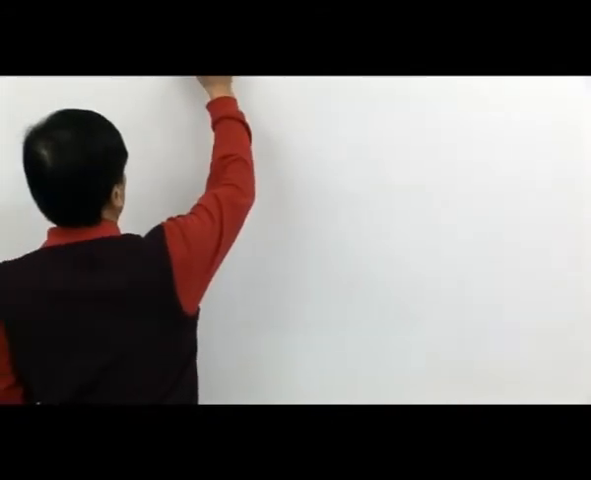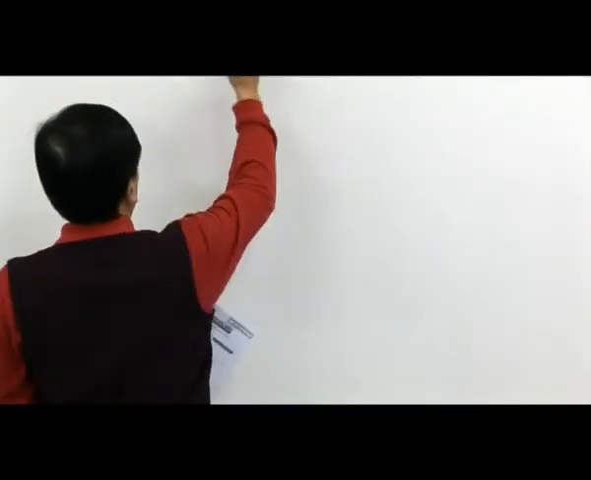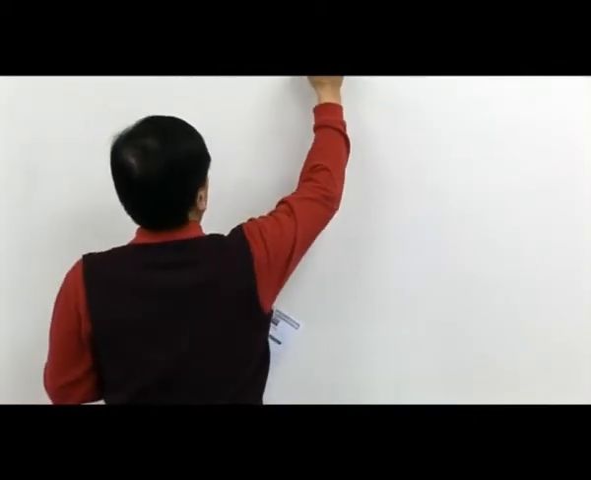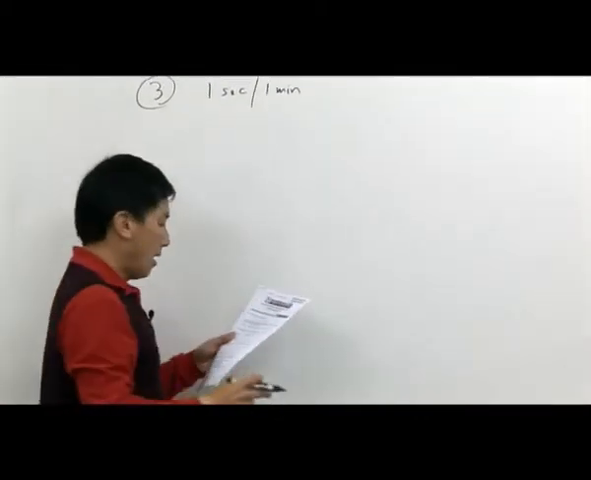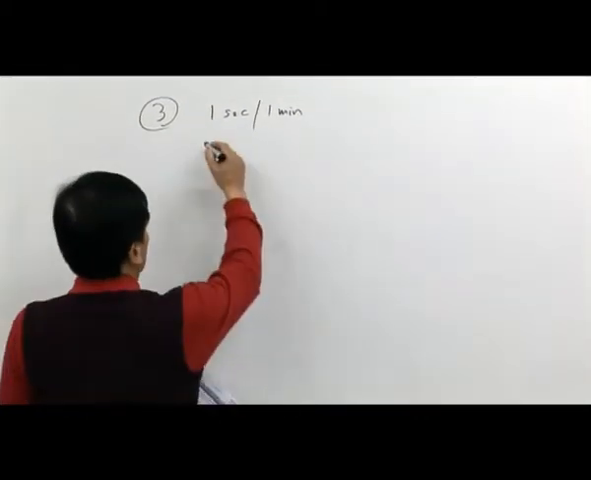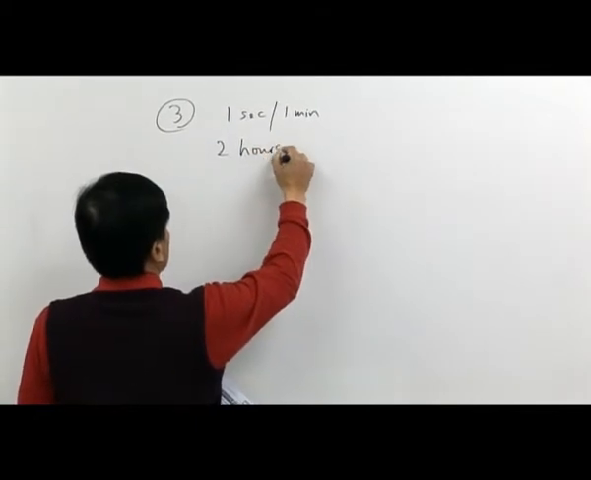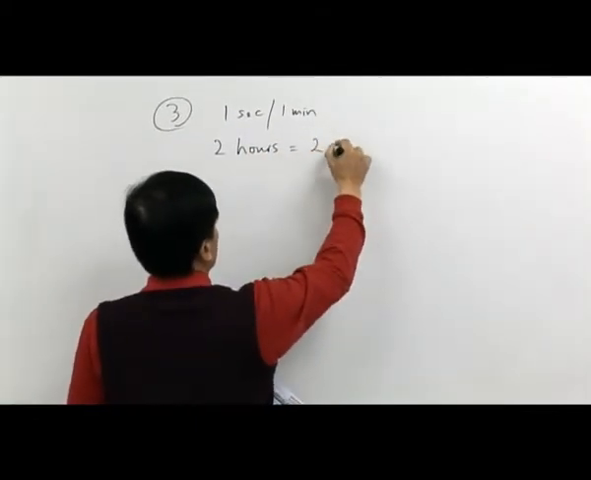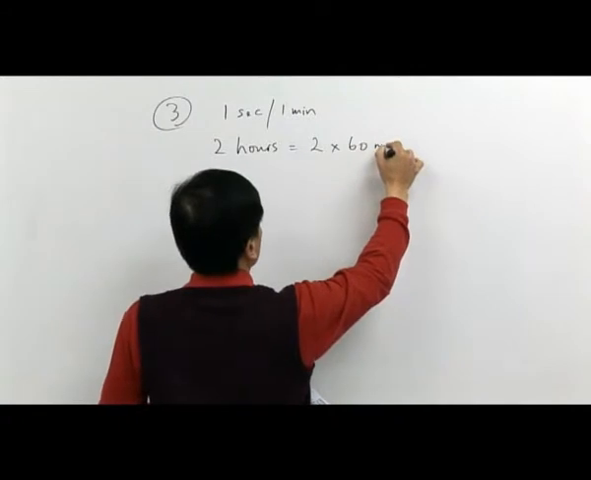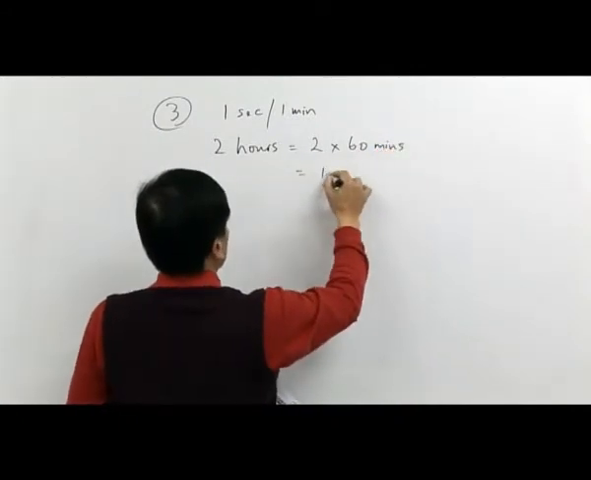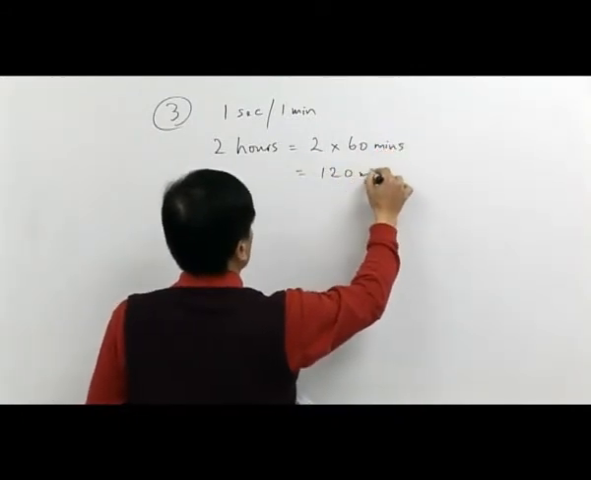Question 3 says, a timekeeper's stopwatch loses 1 second per minute. After 2 hours, what will the stopwatch read? So this is question 3. What we've got is it loses 1 second for every 1 minute. Now, after 2 hours, that equals 2 times 60 minutes per hour. That's going to give us 120 minutes.